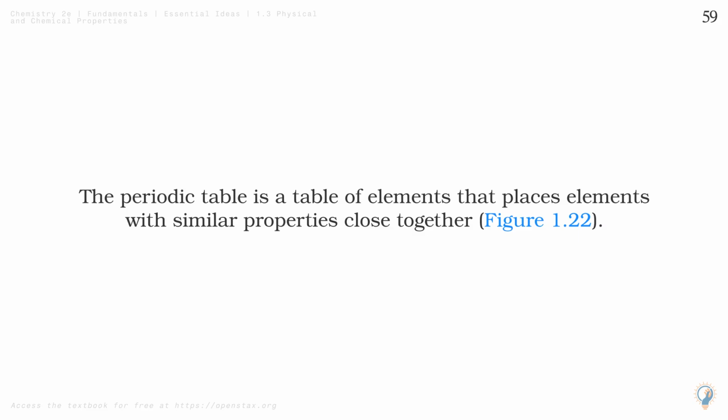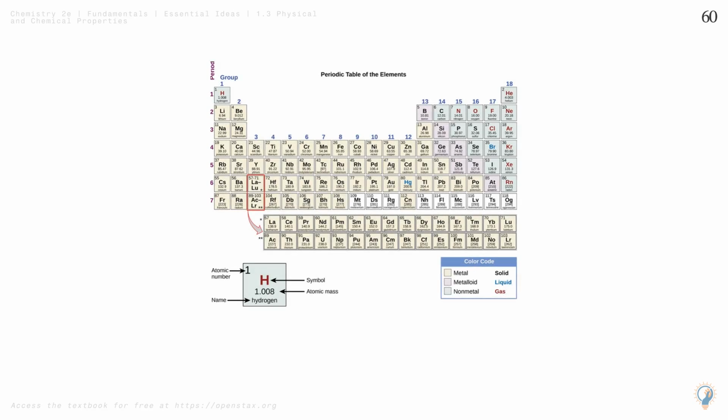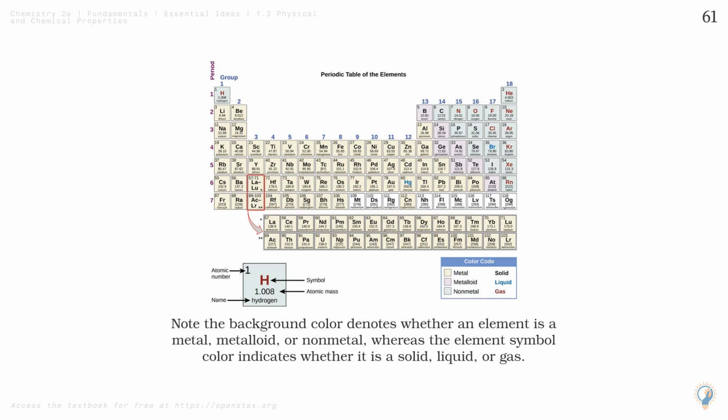The periodic table is a table of elements that places elements with similar properties close together, Figure 1.22. You will learn more about the periodic table as you continue your study of chemistry. Figure 1.22. The periodic table shows how elements may be grouped according to certain similar properties. Note the background color denotes whether an element is a metal, metalloid, or nonmetal, whereas the element symbol color indicates whether it is a solid, liquid, or gas.